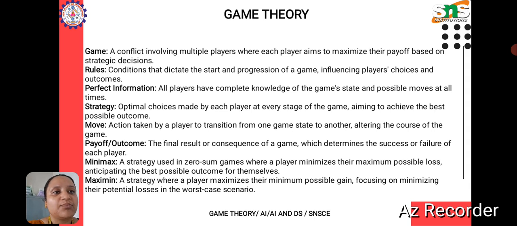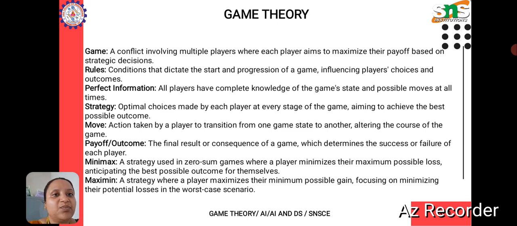The first topic dealt with in game theory is the different kinds of terminologies involved in game theory. The first one is the game: a conflict involving multiple players where each player aims to maximize their payoff based on strategic decisions. So a game is nothing but the different kinds of plays that you are taking. Now the rules. Rules are certain kinds of information, procedures, or points given to play a game.